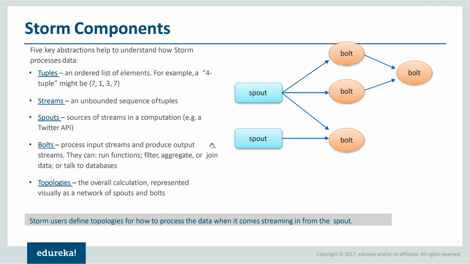Overall, after you have defined all of these steps and defined how they connect to each other, that will essentially be a directed acyclic graph. That thing is known as a topology. So the overall calculation represented visually as a network of spouts and bolts is known as your topology.